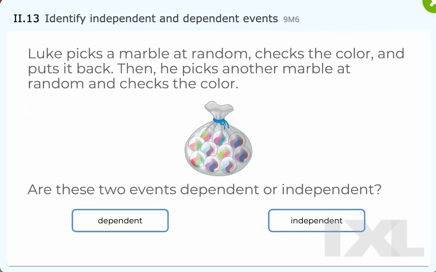Luke picks a marble at random, checks the color, and puts it back. Then he picks another marble at random and checks the color. Are these two events dependent or independent? Since Luke puts the marble back after the first pick, he has the exact same options when he goes to pick a marble the second time. Because the first event does not have an effect on the second event, the two events are independent.